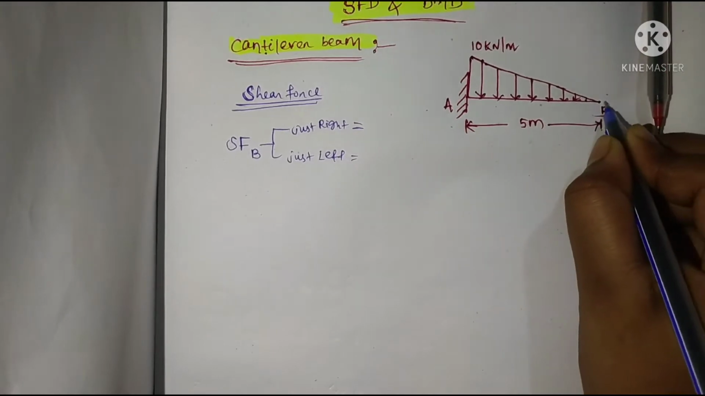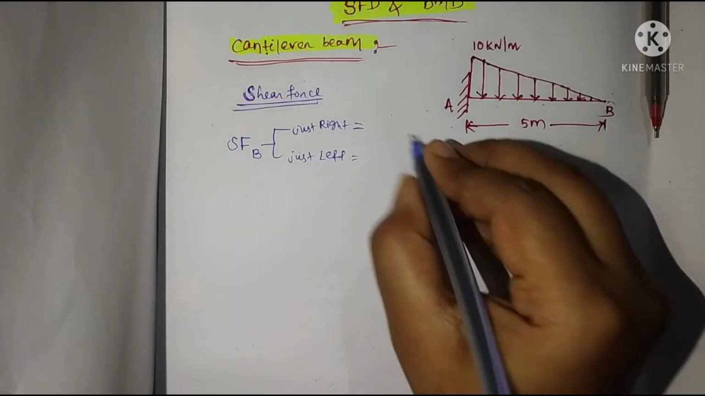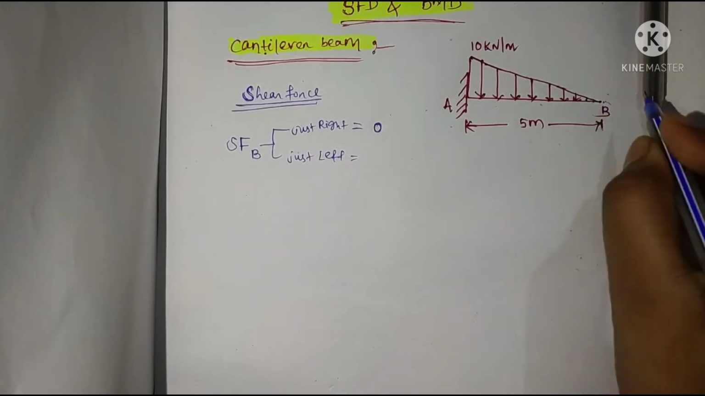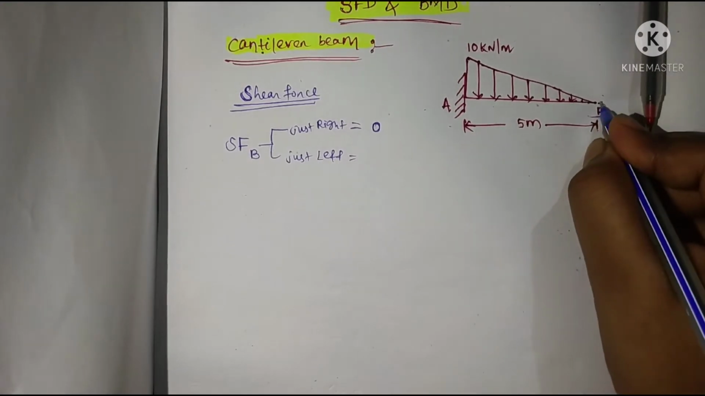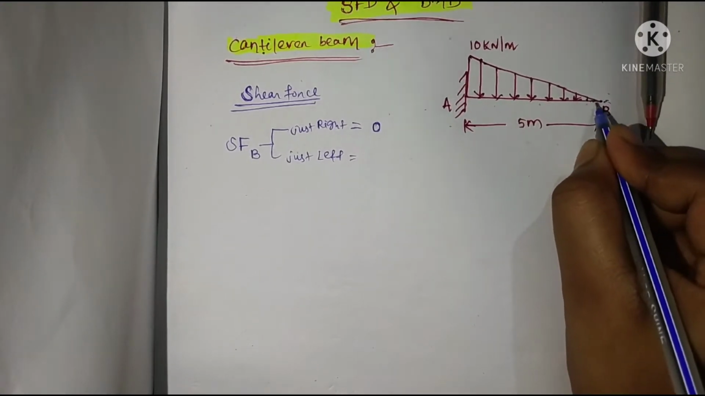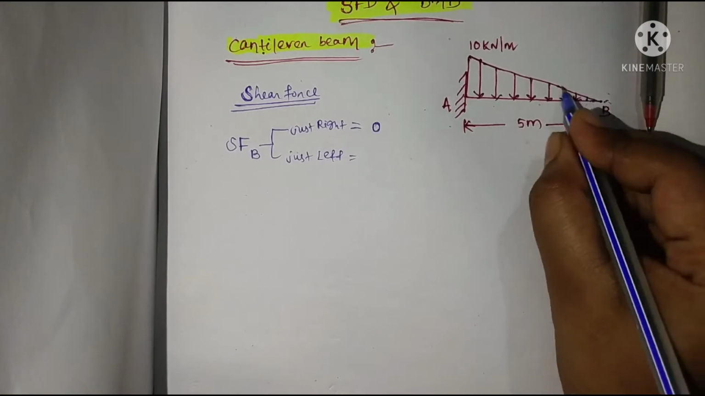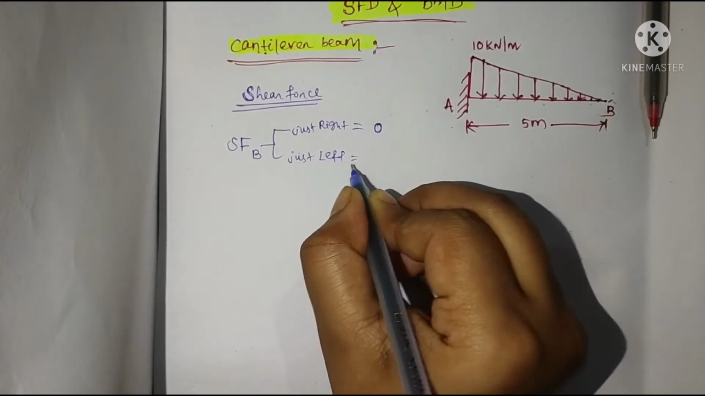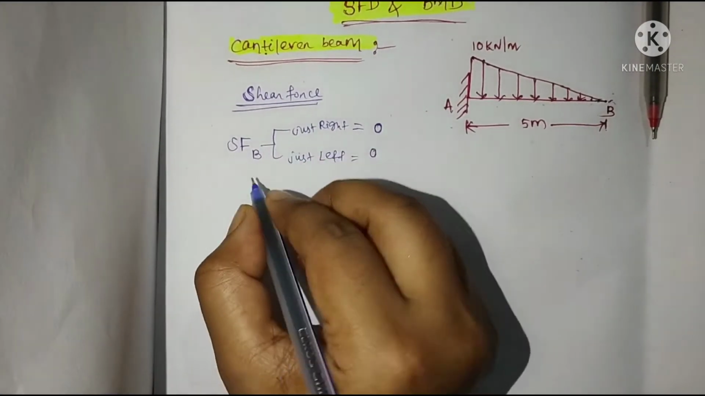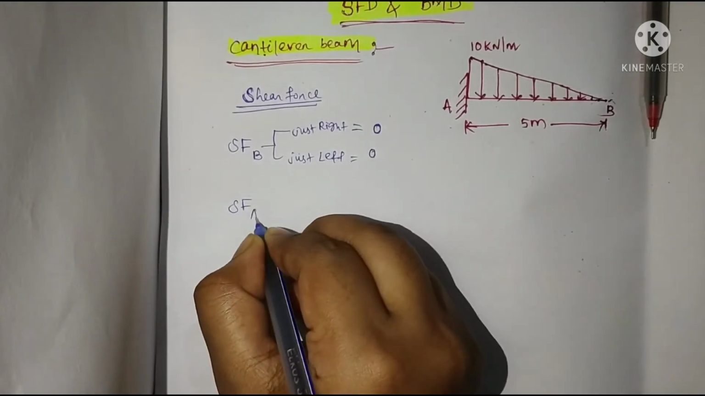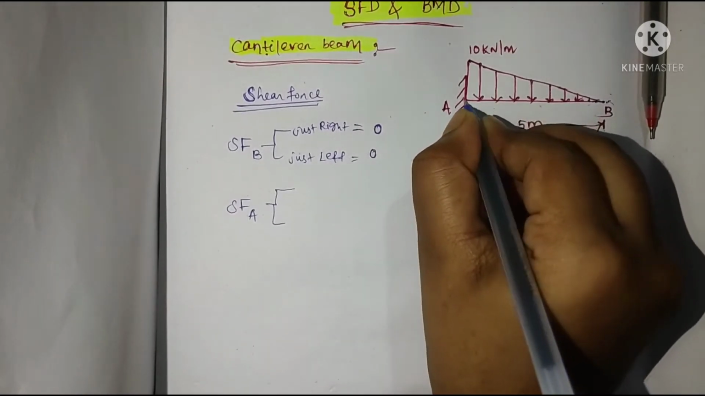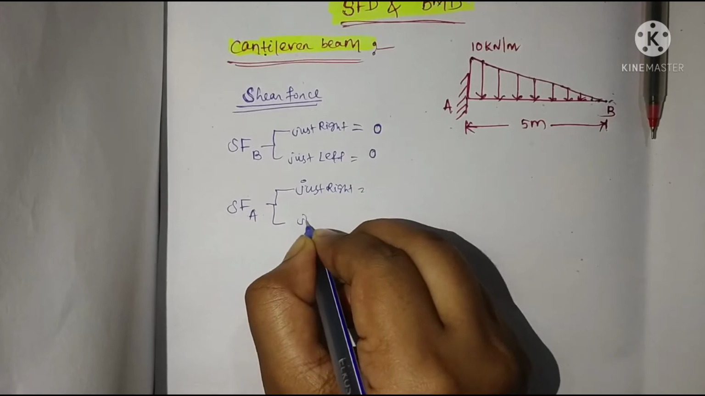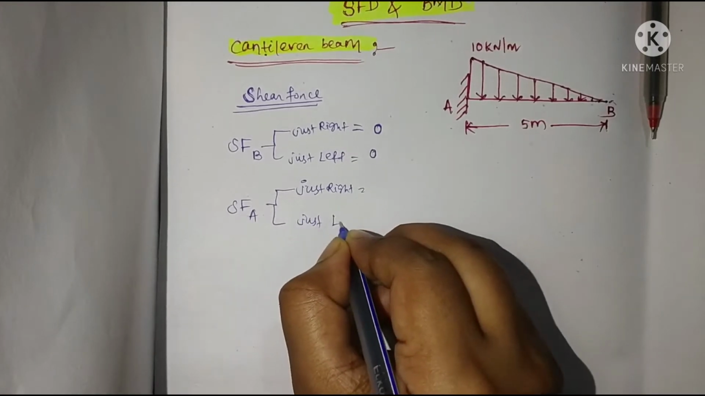At point B, just right, the shear force will be 0, because there is no loading. At just left, there is also no force, because the intensity of loading here is 0, so the shear force at just left is also 0. Now calculate shear force at point A. Take just right and just left of point A.